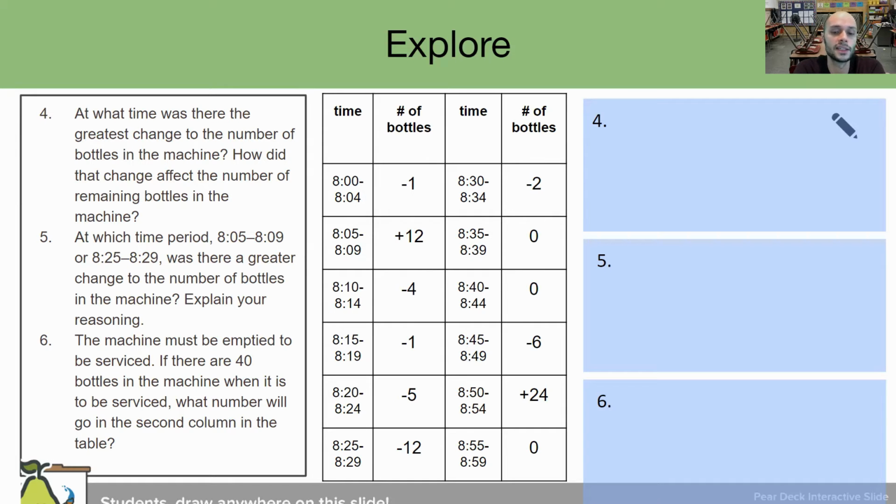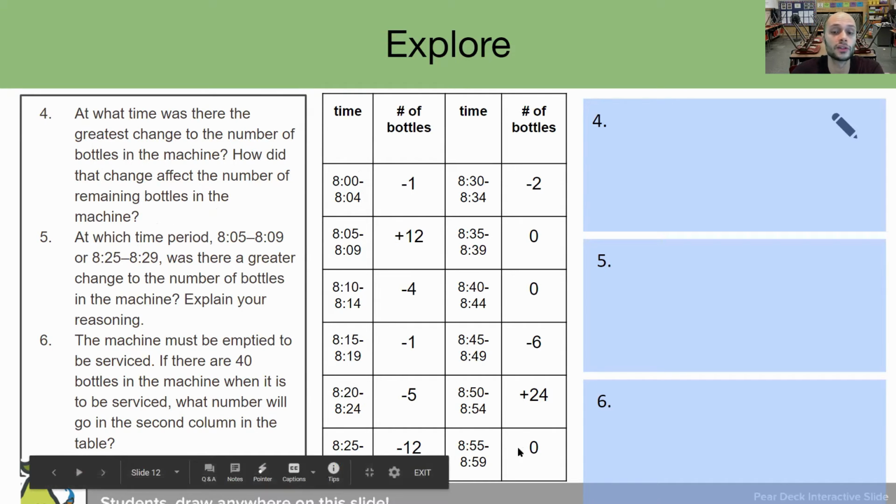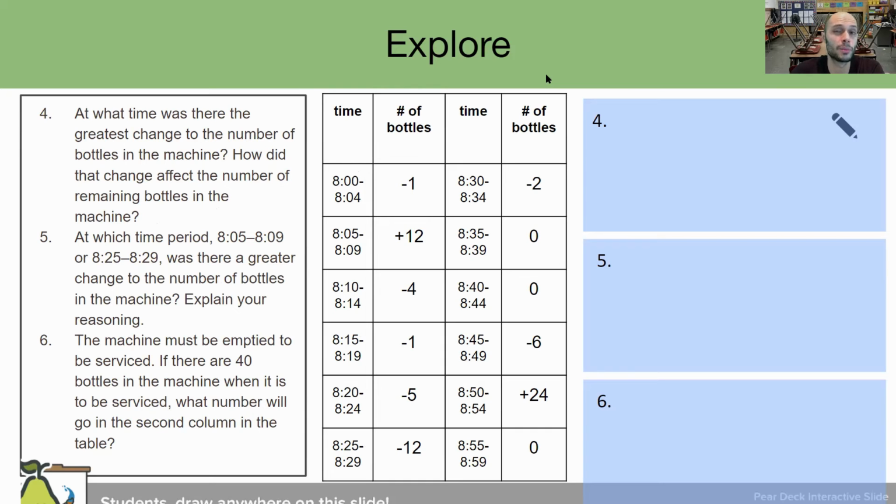Welcome back. So for number 4, let's read it together first. Let's figure out some key information, and then we'll go ahead and answer. Number 4 says, at what time was there the greatest change to the number of bottles in the machine? How did that change affect the number of remaining bottles in the machine? So at some point throughout the day, there was a very, very drastic change. And was that change positive or negative? Meaning, did we lose bottles or did we gain bottles? So please pause the video and see if you can figure that one out.